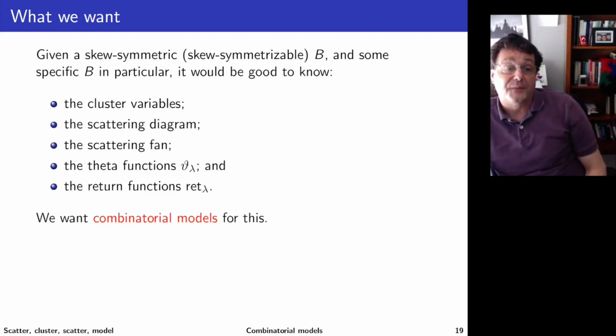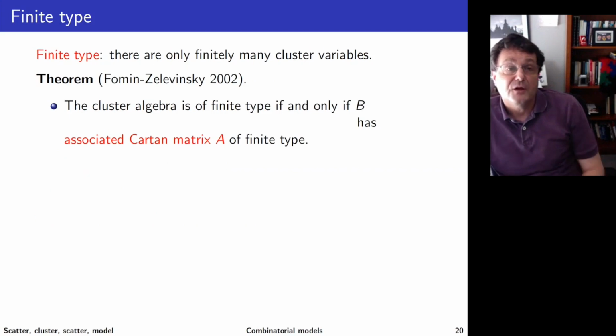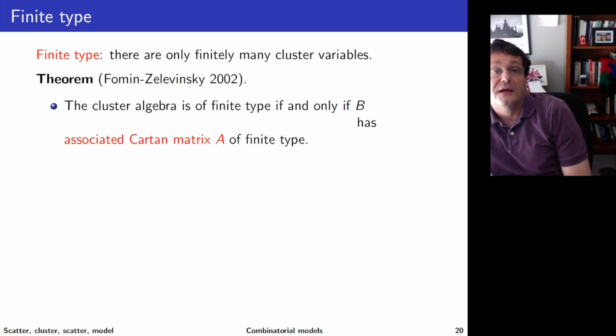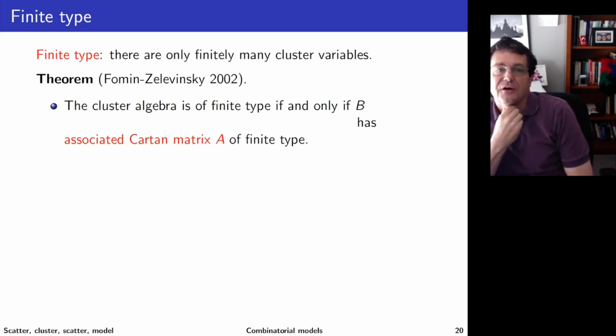So let me tell you about some of the combinatorial models. So first of all, there's finite type. In finite type, there's only finitely many cluster variables. And a cluster algebra is of finite type if and only if, well, basically, there's blank space because I have to fill in the real truth. But the partial truth is, if I take this integer skew-symmetric matrix, I can just ignore the signs, turn all the entries negative, and put positive 2's along the diagonal and have a Cartan matrix. So if that Cartan matrix is of finite type, then I get a cluster algebra of finite type.